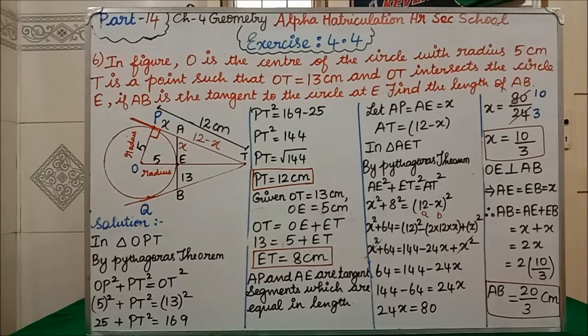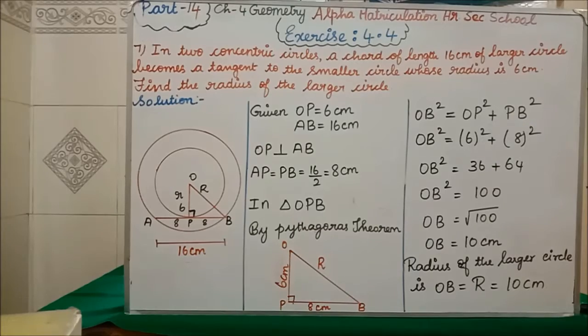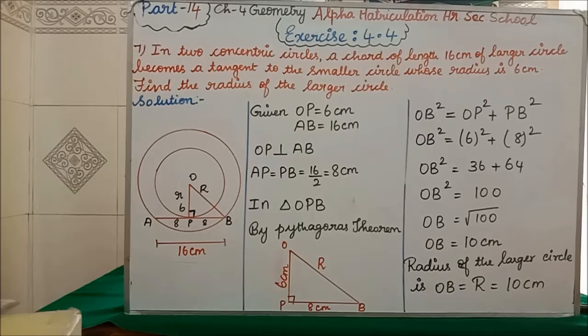Next we will see the 7th question. Exercise 4.4. Next problem, 7th question we are going to see. In two concentric circles, a chord of length 16 centimeter of the larger circle. Concentric circle means one big circle, and inside it will be the small circle. We will have two circles. Concentric means a circle inside another circle will be there. That is the concentric circle.